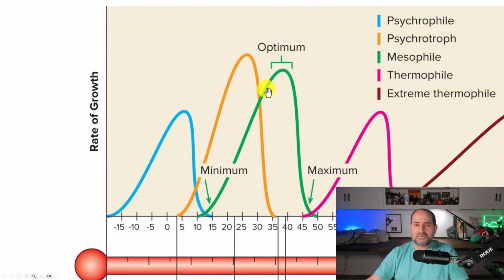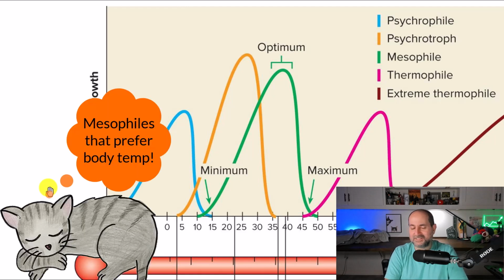Which of these is most likely to make a human sick, do you think? A psychrophile, a psychrotroph, or a mesophile? Which one of these three is the most likely to cause a human disease in your body? Mesophiles, because they prefer body temperature for growth, they're the most likely candidates to cause human disease, right?